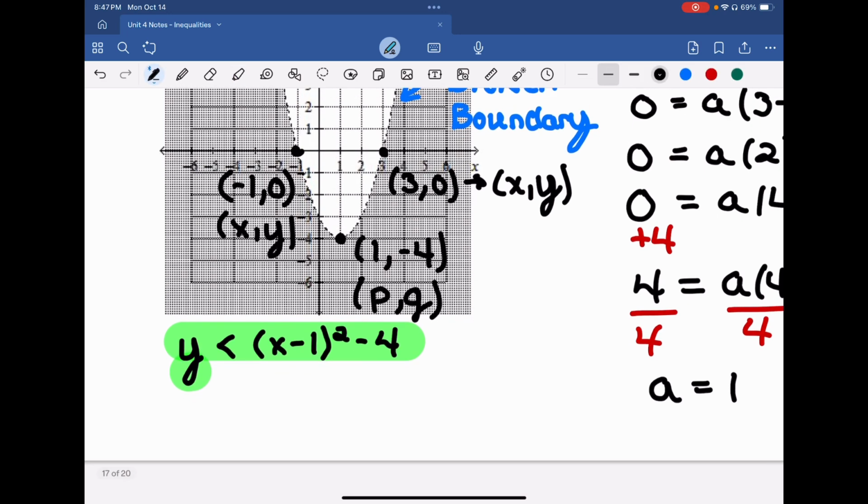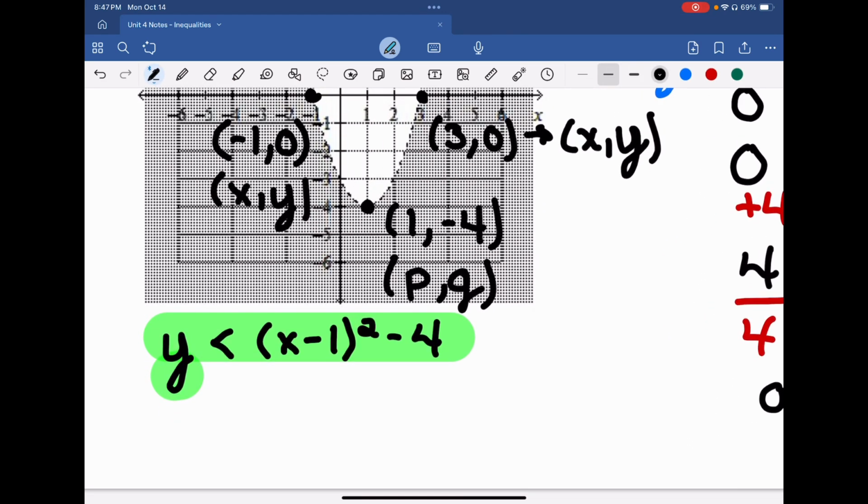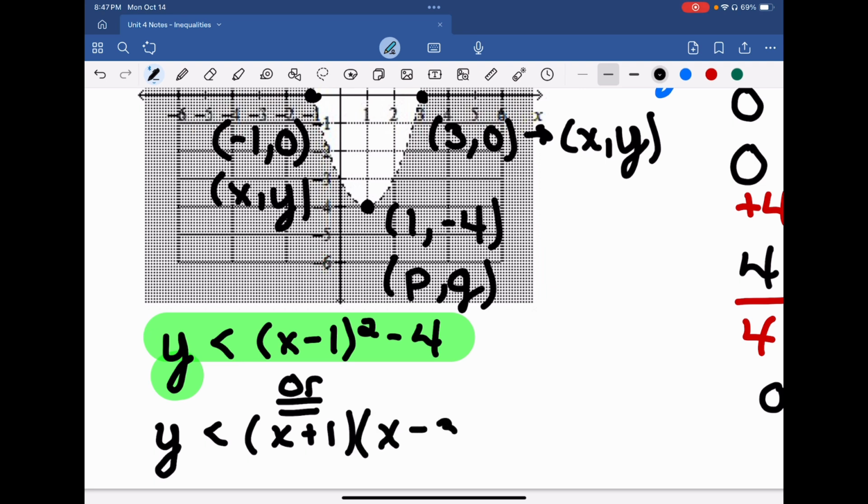Now, for some of you, you might have put it together in the alternative form, which is using the x-intercept. So I'll write that below. Or we're going to write y is then less than, my first x-intercept was x minus 1. If it's actually minus 1, it's plus 1 in the factored form. If it was plus 3, it's actually minus 3 in the factored form. So some of you might have written it in this form here.